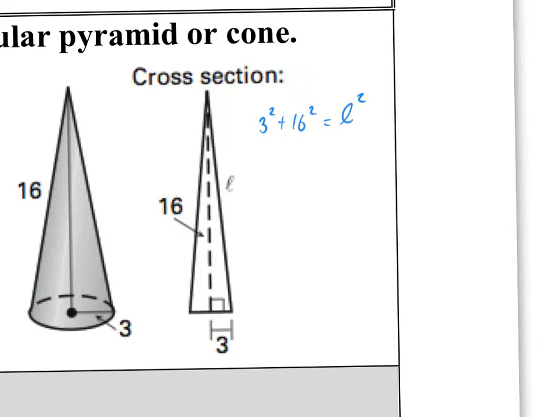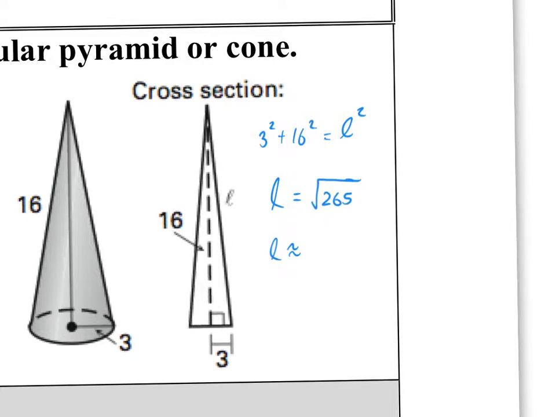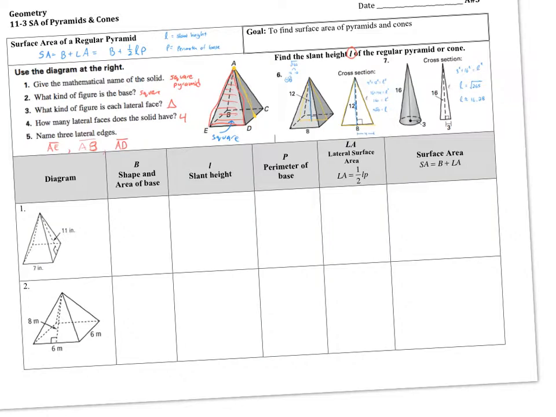3 squared plus 16 squared equals L squared to find this slant height. So your exact answer is this, because 265 doesn't reduce any further, because 53 times 5, and both of those are prime. So it's actually probably helpful to have this approximated. So we get 16.28.